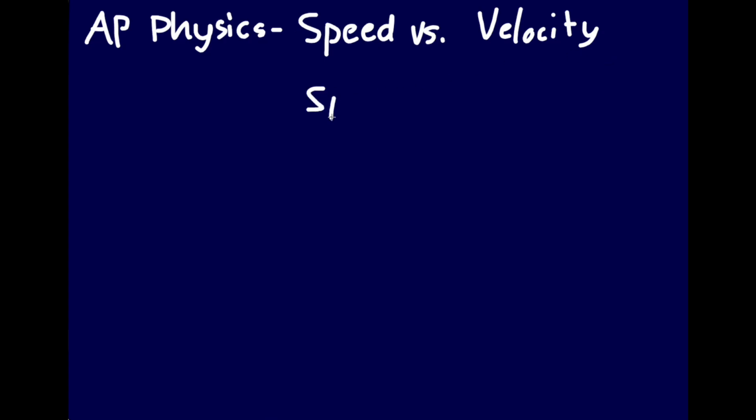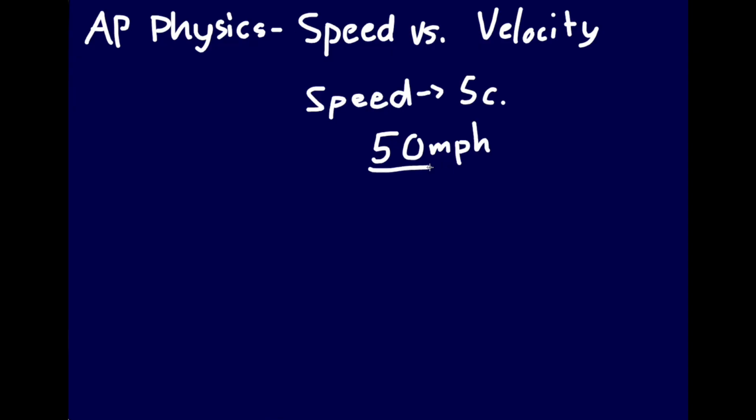Starting off with speed. Speed is a scalar quantity. This means that it has a magnitude but no direction associated with it. So, an example of a speed might be 50 miles per hour. If I told you a car is traveling at 50 miles per hour, I am specifying the magnitude of the car's speed, so I'm providing a numerical value associated with the magnitude of the unit, in this case 50 miles an hour, but I'm not telling you the direction at which this car is traveling. Therefore, I'm telling you a scalar value and therefore a speed.